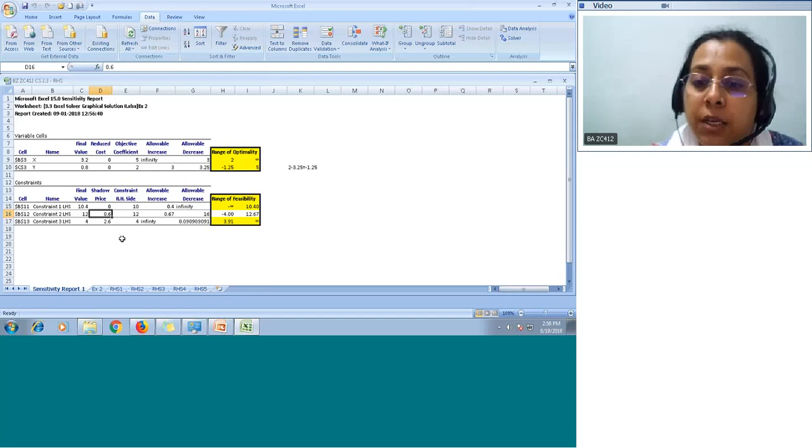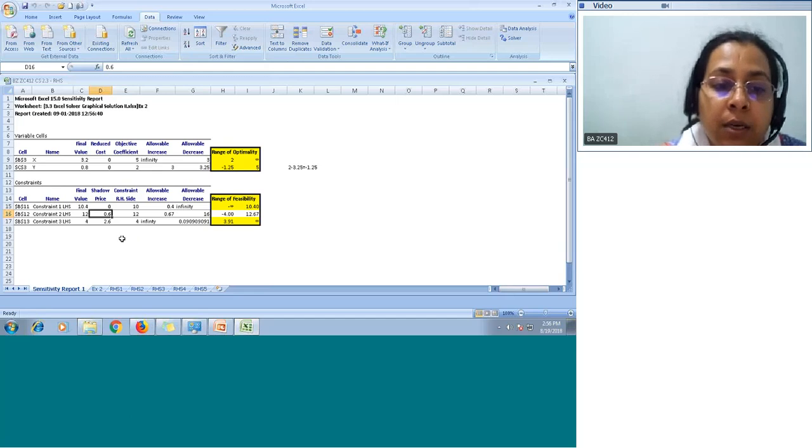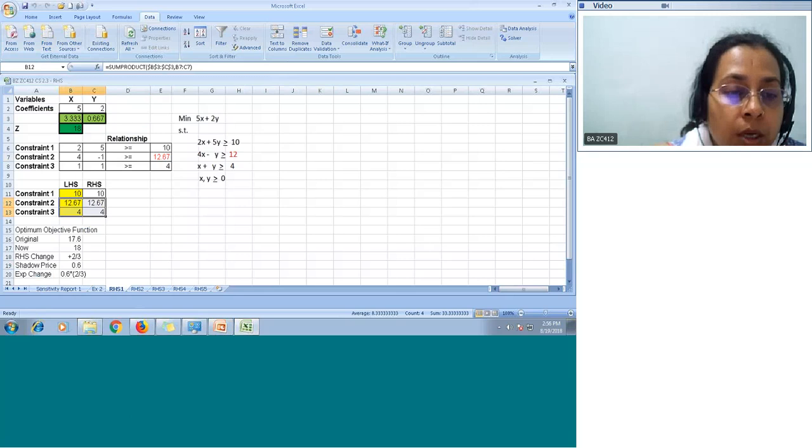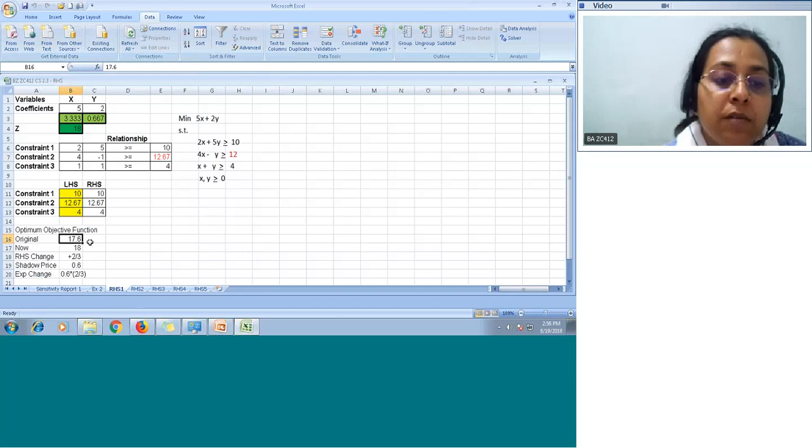Okay, so it gives us the amount of change in the objective function by changing the right hand side of the constraint. So here we are discussing that if we change the RHS within this range, then the right hand side changes, the Z value changes, and our product mix changes. Here you can see the binding constraints, these two, and the original value of the objective function is 17.6.